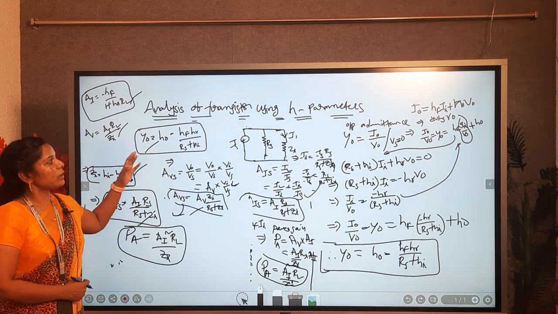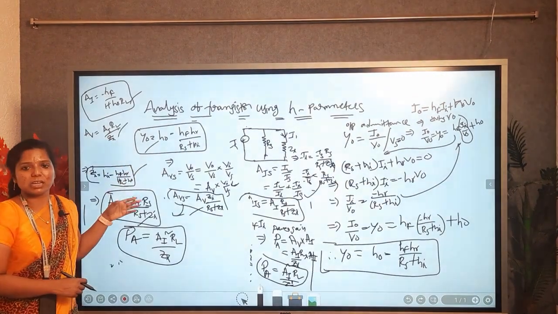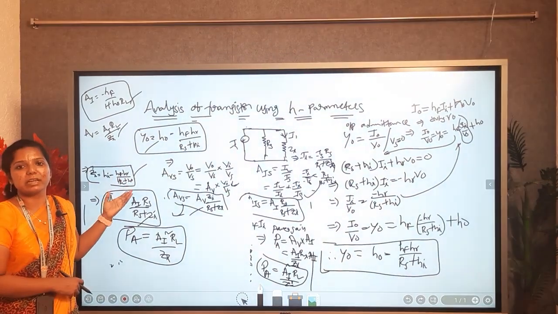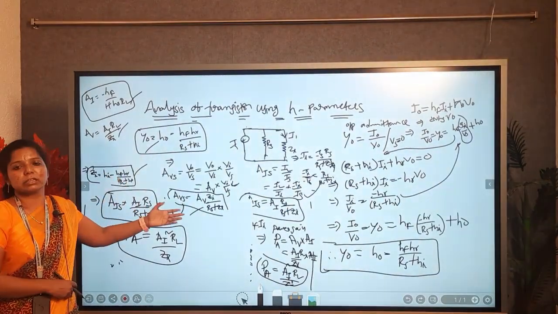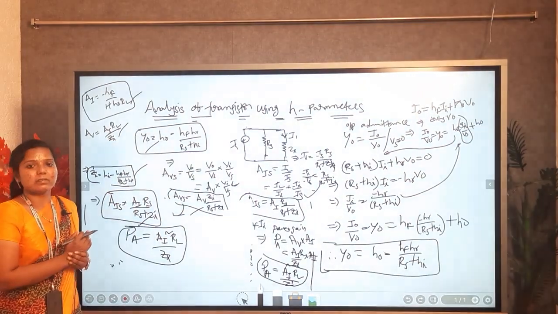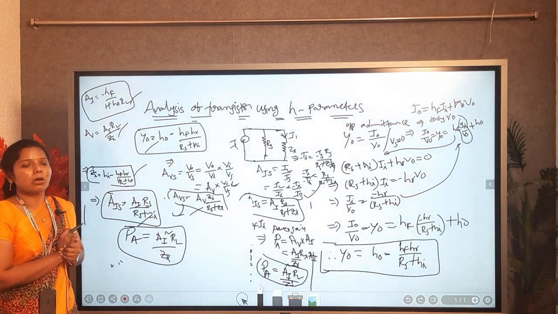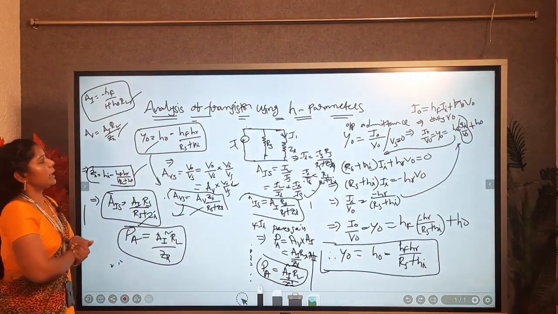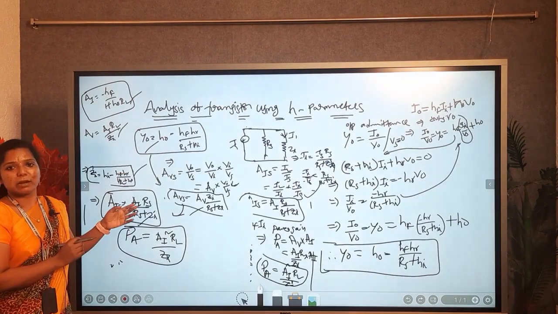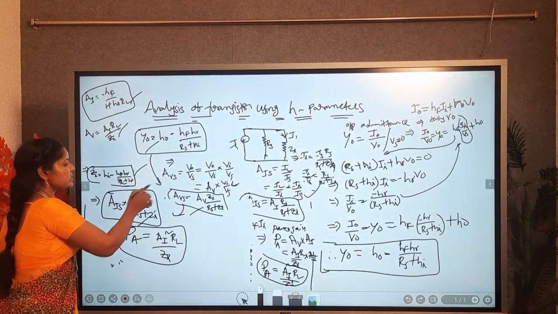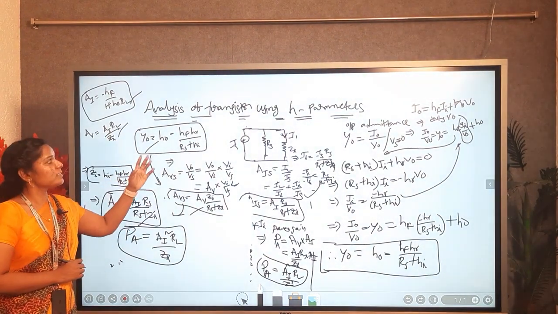So, by analysis of transistor, we have to find the voltage gain, current gain, input impedance, output admittance, overall voltage gain considering the source resistance, overall current gain considering the source resistance, and overall power gain. So in brief, why are you analyzing the transistor? The transistor can be analyzed to find all these things. This is the exact model of analyzing the transistor.